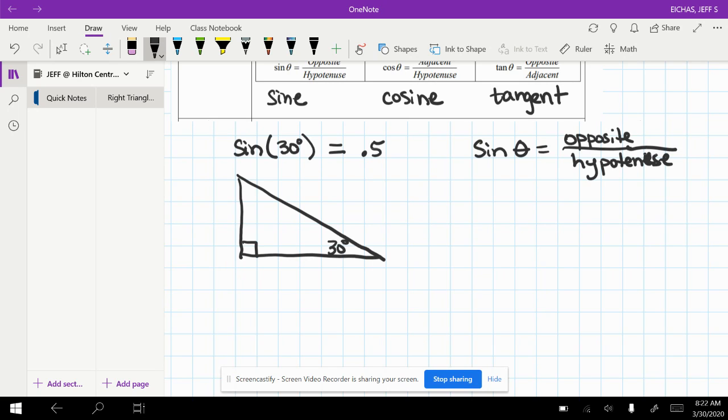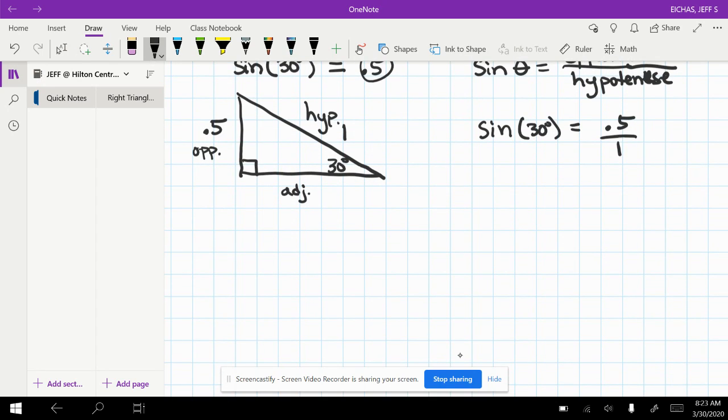Opposite over hypotenuse. So here's what this means. This 0.5 is what it's telling us. Since this leg is opposite, this one's adjacent, that one's hypotenuse, we know the ratio of the opposite to the hypotenuse will be 0.5 to 1. That seems a little strange. We'll do a couple more just to give you a couple more examples of that.